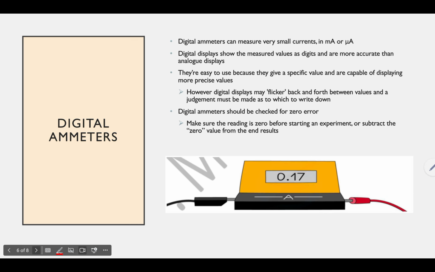Digital ammeters can measure very small currents in milliampere or microampere, and they show the measured value as digits, which makes them more accurate. They're easy to use because they give you a specific value and they can display more precise values. However, digital displays may flicker back and forth between values, which makes your judgment not that accurate. So you should also check digital ammeters for zero errors before you start. Make sure it's exactly at zero.